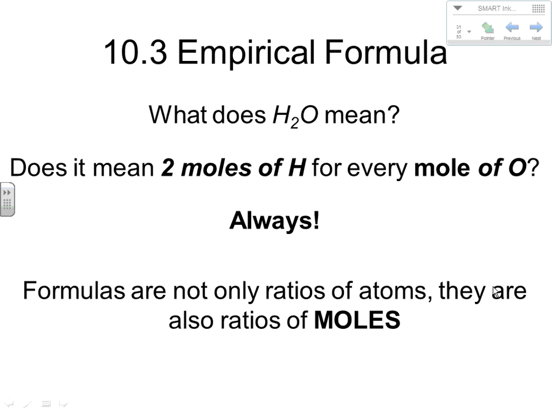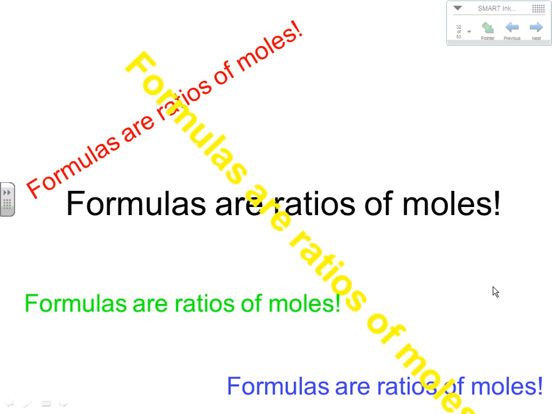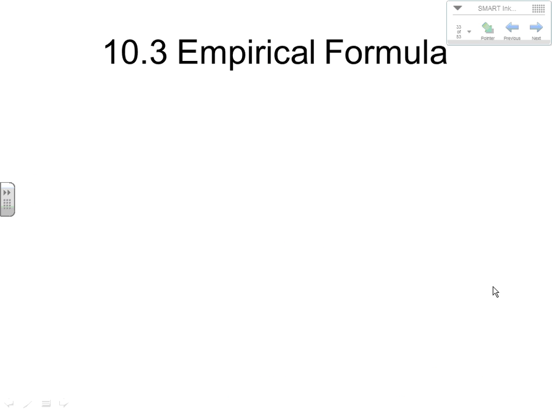So formulas are not only ratios of atoms, they're also ratios of moles. What they're not is ratios of masses. So just because water is H2O doesn't mean you have 2 grams of hydrogen for every 1 gram of oxygen, because oxygen and hydrogen don't weigh the same. Now, a formula then is a ratio of atoms, but more importantly and useful to us, because it's very hard to count atoms, but we can weigh something and from that determine the number of moles. And formulas are ratios of moles. You do have 2 moles of hydrogen for every mole of oxygen in a water molecule.